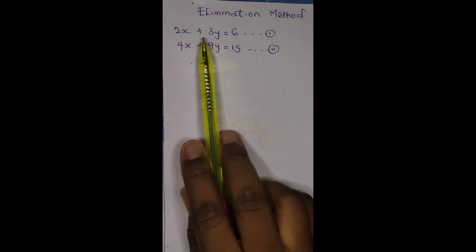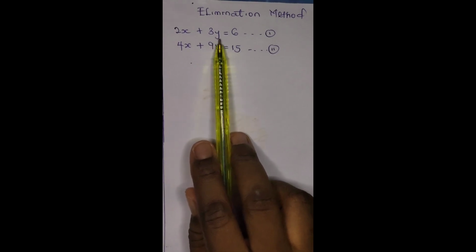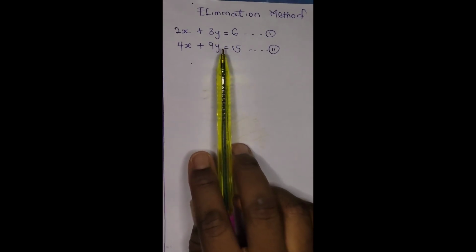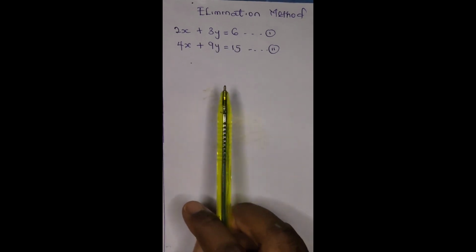Now, one of the first steps to solving a system of linear equations using the elimination method is by eliminating one of the variables, either x or y. So what we are going to be doing, we'll look for what to do to one of the equations to be able to eliminate either of them.